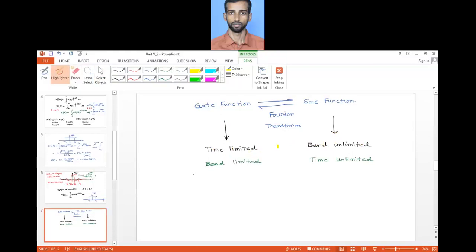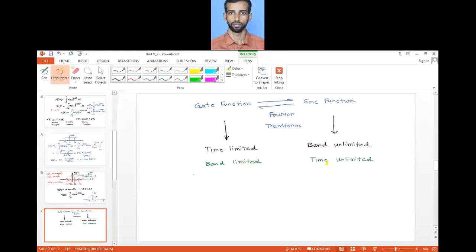Now if you invoke the duality property, the sinc function is time unlimited. It is sinc(t) for all t ranging from minus to plus infinity. And here, the gate function becomes band limited. So if the signal is time limited, then it becomes band unlimited. And if the signal is band limited, the signal should be time unlimited.